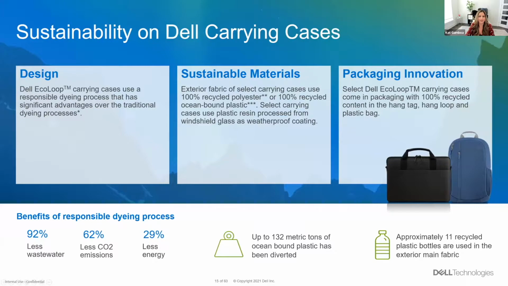Thank you. All right, so we're very excited about our sustainability story. We've always paved the way when it comes to eco-friendly initiatives, and we currently use the Eco-Loop process. This is a two-step process. One is weatherproofing, the second one being solution dyeing. And just a quick overview on solution dyeing. We dye pellets before they become fabric, before it goes into making the bag. That process alone is 92% less water waste, 62% less CO2 emissions, and 29% less energy usage. Huge impact on the environment.